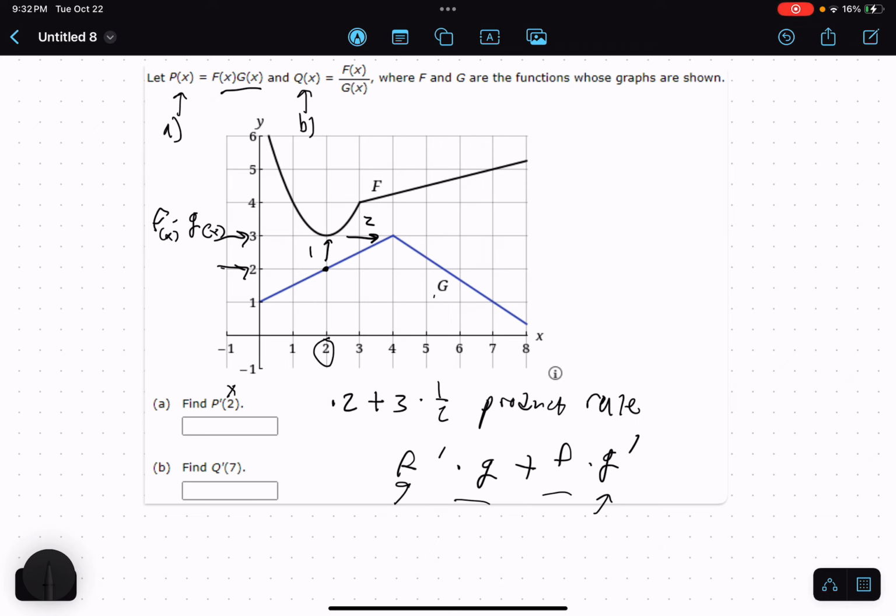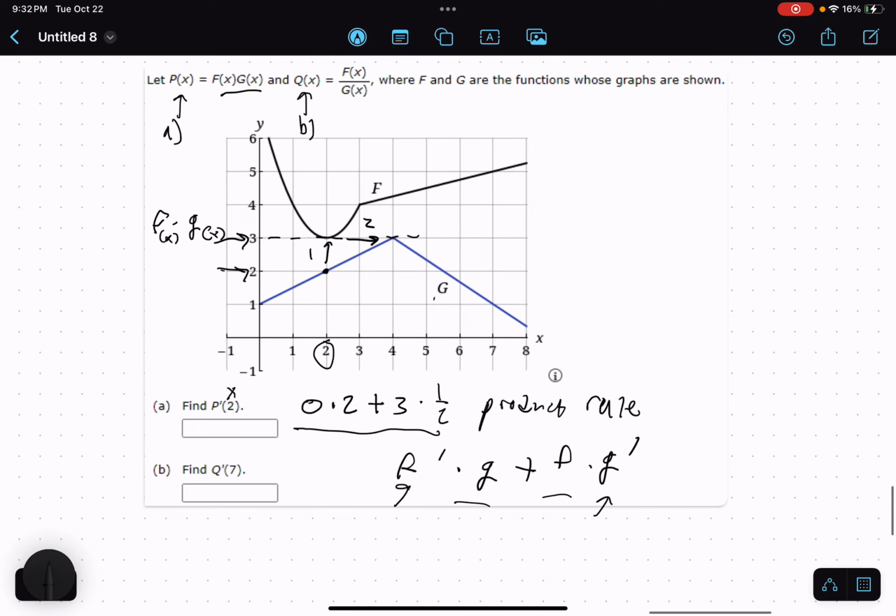And then when finding f, since the point over here is a straight line, that means the slope is 0. So we're doing 0 times 2 plus 3 times 1/2 based on this formula down here. And that yields you 3/2. So that's p prime of 2.